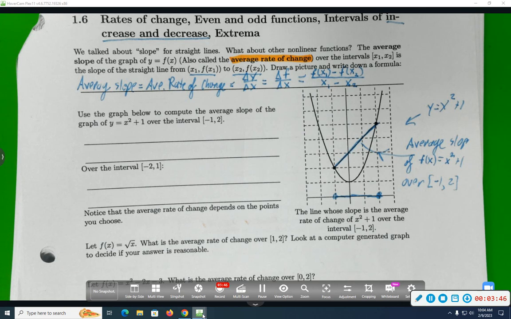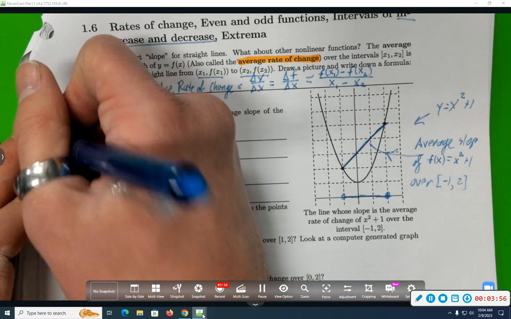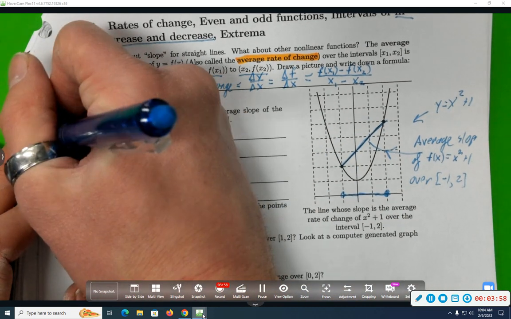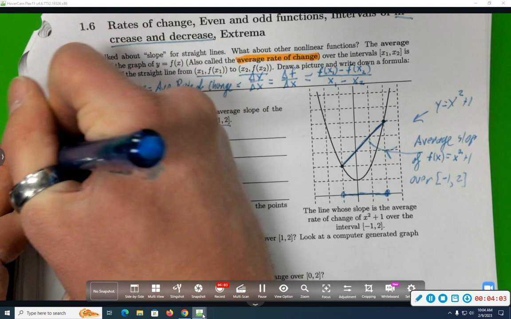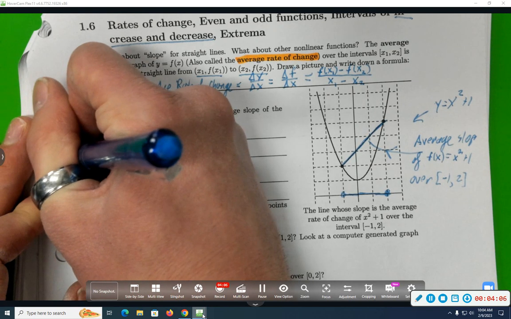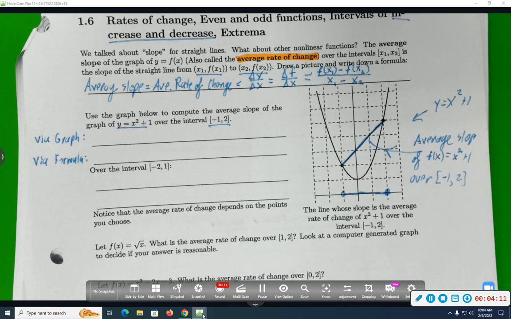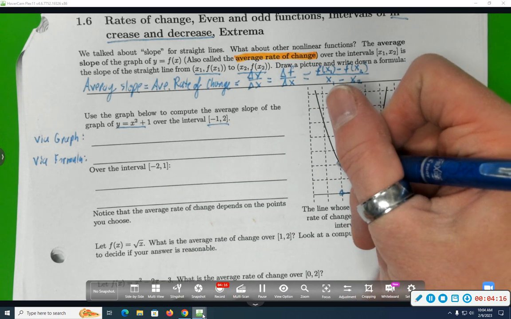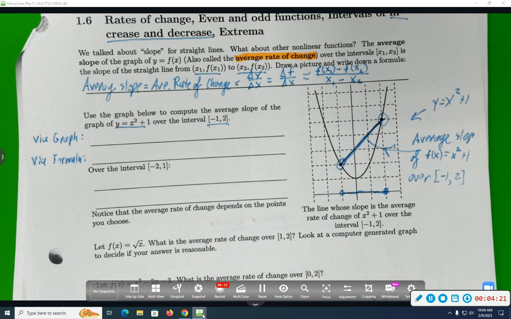Let's check our understanding by just making an observation. Let's compute the average slope of this function over that interval, and maybe I'll propose 2 ways. You can do it via the graph, and you can do it via the formula. And let's think about it in terms of the graph first. The average rate of change of this function, the average slope, is the slope of the straight line between those 2 points. What's the slope of that straight line?